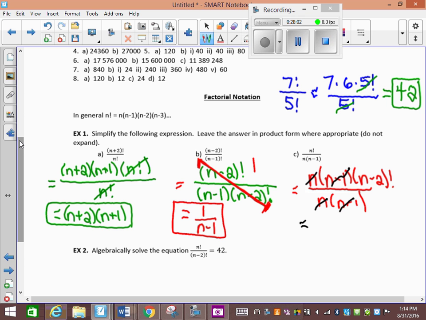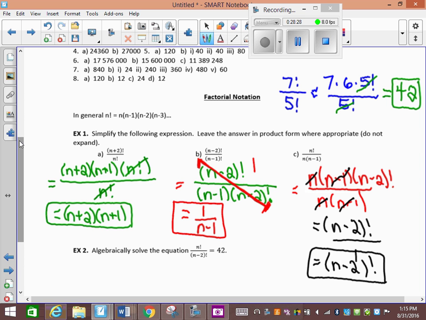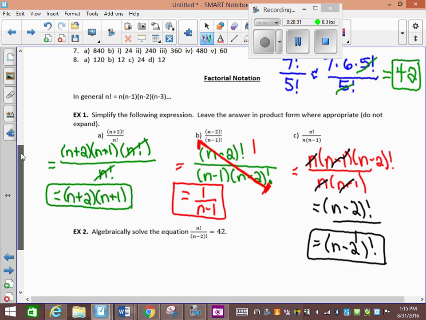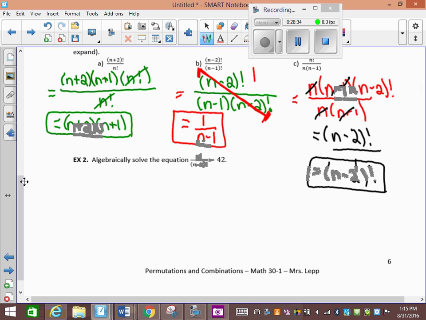I'm left with n minus 2, oops, not left with n minus 2, factorial over 1. Like I said, do I have to keep the 1 if it's in the denominator? So I could just write n minus 2 factorial. Now, often they would ask us to just do something simple like that where we cancel, but we need to know that part in order to solve the equation, which is example 2, which is what we will see.